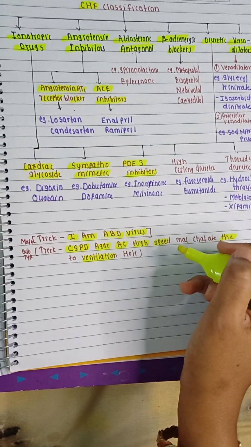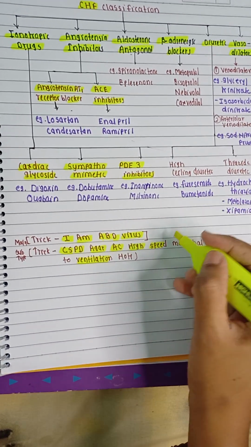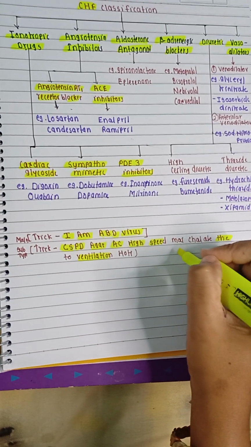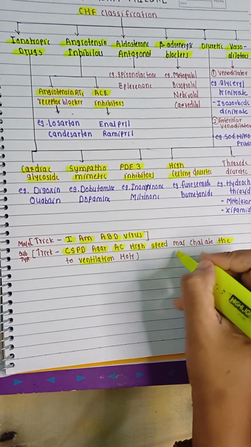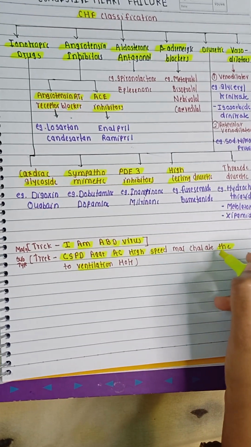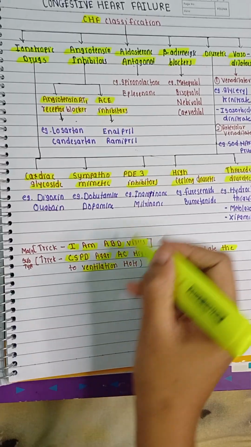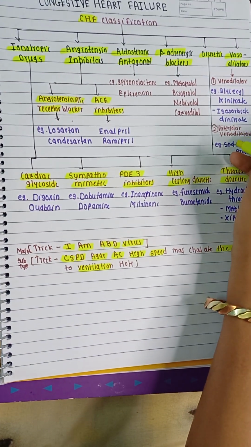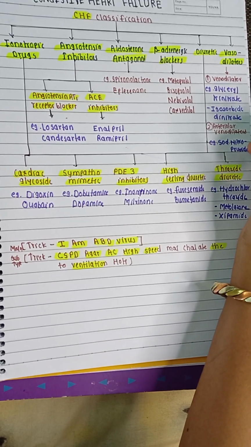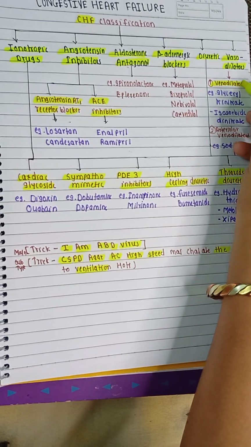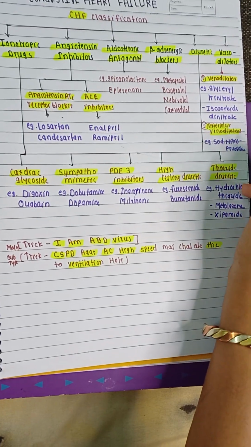Okay, the next one is for diuretics, which is again divided into 2 parts. First is the high ceiling diuretics, and for thiazide diuretics. Last is the vasodilators, again divided into 2 parts: first is the venodilators and second one is the arteriolar vasodilators.